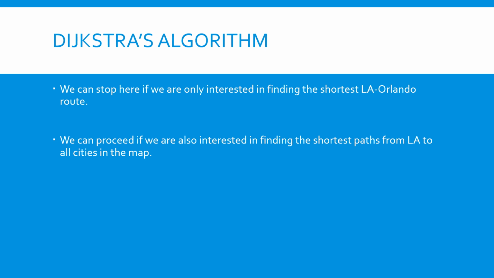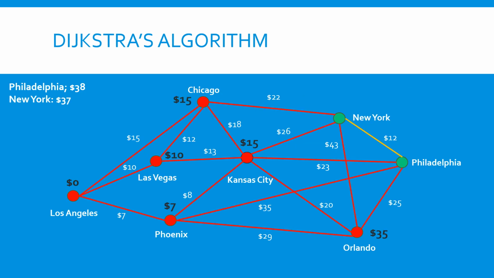We could also proceed to find the shortest path from LA to all other cities. Now, reaching Orlando allows us to discover a new route to New York and one to Philadelphia. But neither is cheaper than the existing ones.